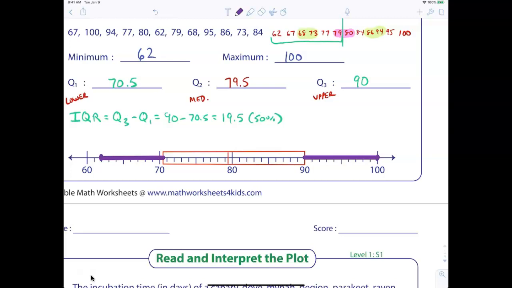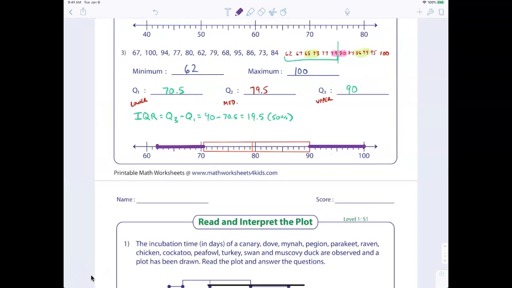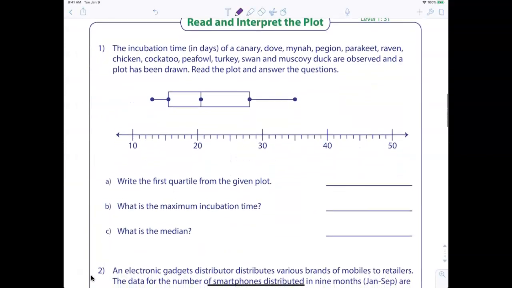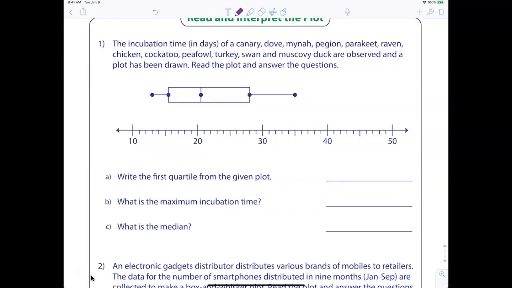All right. Now what we're going to do is try to answer a few questions. I think these are kind of easy. If you paid attention, these are really, really simple. So let's go through these now. It says the incubation time. Now what's important here is the answer is in what? Days. We're talking about days.